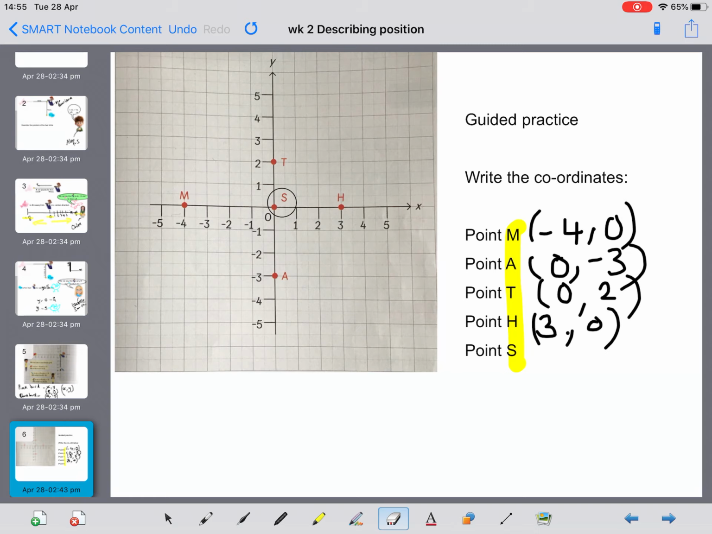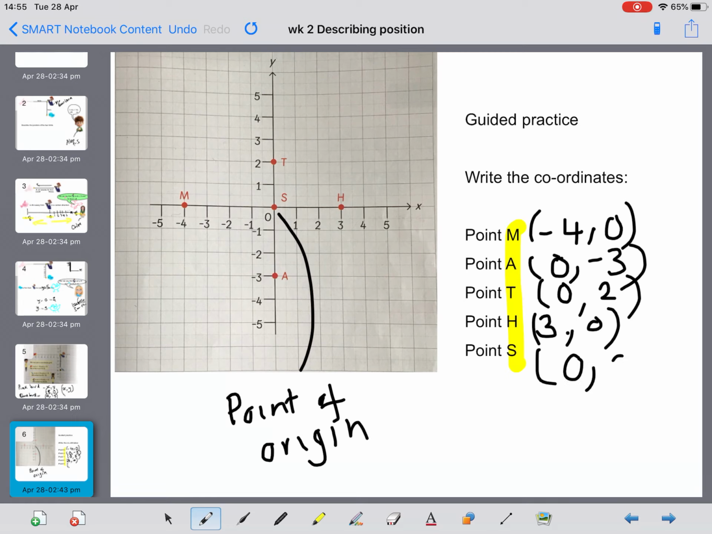And finally, S, well, that's not anywhere, is it? It's not 1 or -1. It's right on where the two lines cross, where the x and the y axes cross. And we call that the point of origin. And it measures 0, 0. I often think it looks like two eyes. That could be the nose. Okay, so the point of origin is 0, 0, right where the x and the y cross.